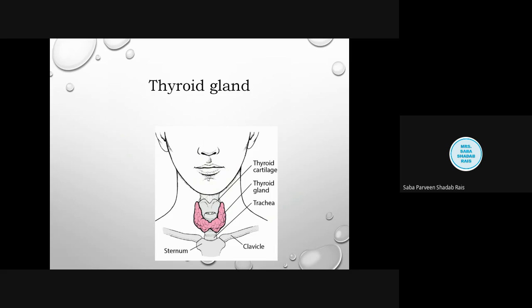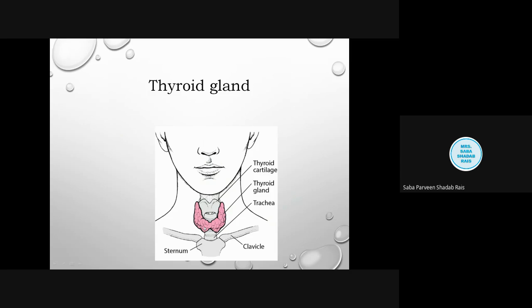Now, the next gland is your thyroid gland. When we talk about the thyroid gland, it is a bilobed gland. You all can see in the diagram itself. Now, see these two lobes, they are connected with each other.